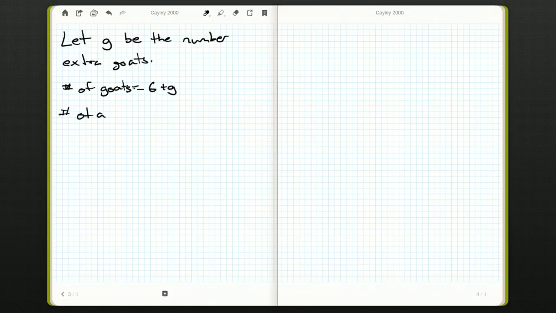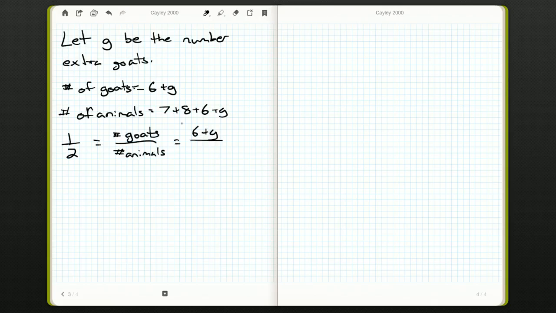Total number of animals is going to be 7 sheep and 8 cows or something like that, 6 goats, and then G many extra goats. So if 1/2 of her animals are goats, then 1/2 is going to be the same as the number of goats over the number of animals. So that's 6 plus G over, well, what's this? 7 plus 8 plus 6, that's 21 plus G.